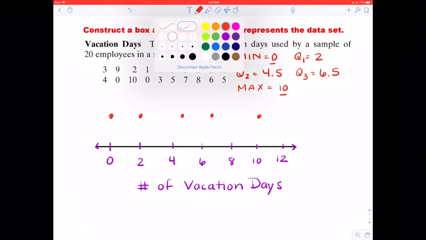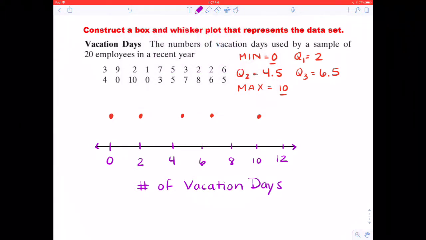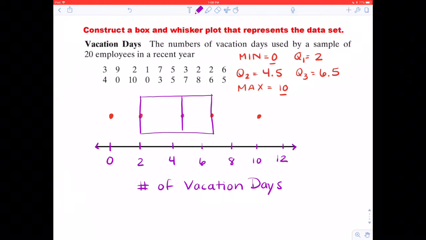Now, all I have to do to construct my box and whisker plot is draw a box that runs from Q1 to Q3. All right, that will always run from Q1 to Q3. At Q2, to mark the median, I'm just going to draw a vertical line. And then we will have whiskers that extend out to the minimum value as well as the maximum value.